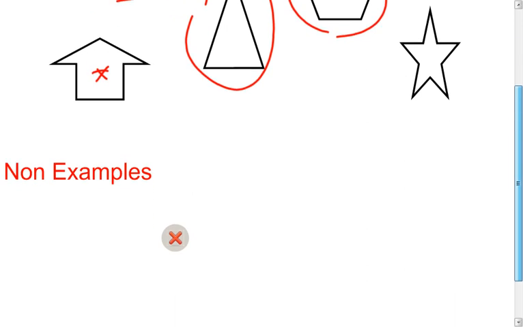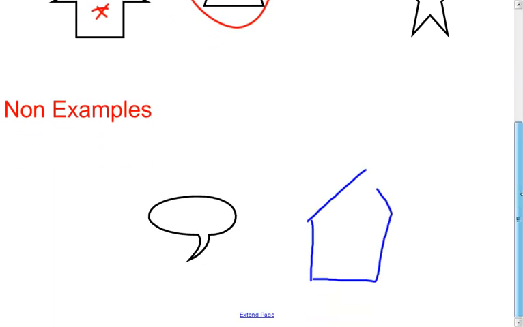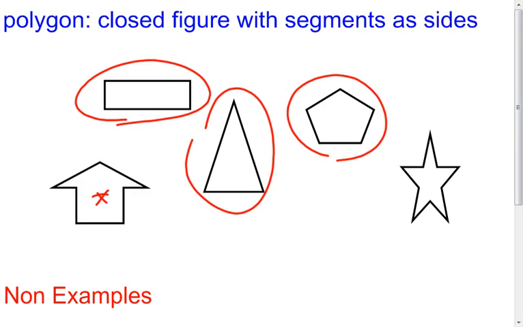Now, I also have some non-examples of polygons. For example, this figure here. That's not a polygon. It's closed, but it's not made up of segments. And then this one, as you notice, I hand drew that myself. But that's not going to be a polygon either because when you look at it, assume that what I drew were straight, so I have segments. But there's this opening right here. Therefore, it's not a closed figure, which means that it's not a polygon as well. So remember, closed figure made up of sides.